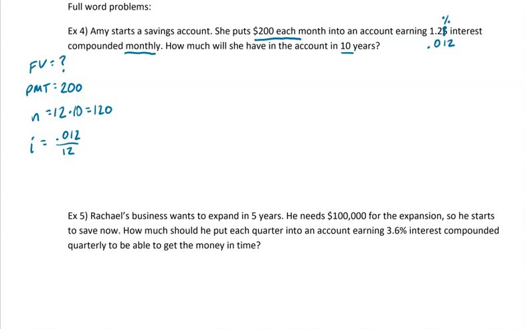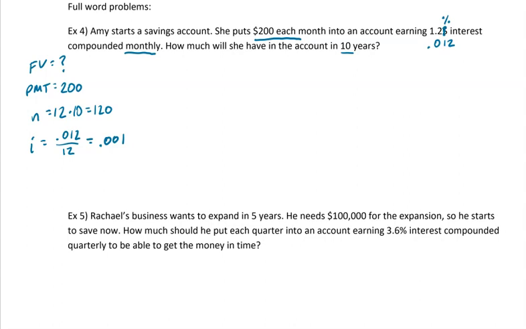Now, as long as you can actually divide it and it gives you a nice number, you can go ahead and do that. If it gives you a nasty repeating number, then I would suggest leaving that part as a fraction. But in this case, if we do 0.012 divided by 12, we get 0.001. And that's a perfectly nice number, so we'll use that whenever we are actually plugging this stuff in. With that said, we are going to go ahead and plug it in now.